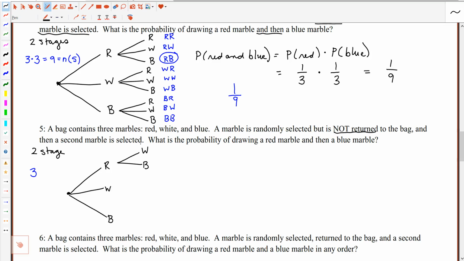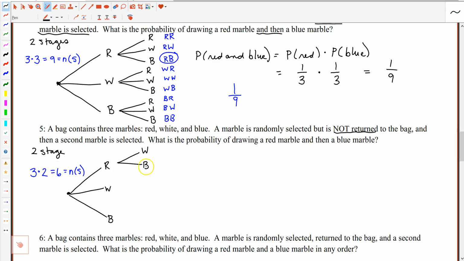What happens on that second stage is altered. So while there's 3 marbles in the bag on the first stage, there's always only going to be 2 marbles in the bag on the second stage. So on this one, there's going to be 6 outcomes total in your sample space. So let's see why it's going to be 6.